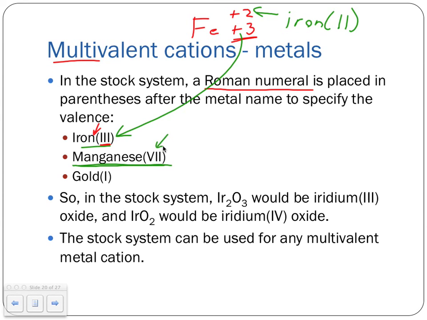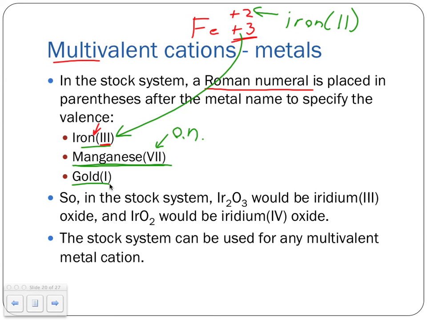This number right here is the oxidation number, or the valence. And so that's what we have there. Gold is another one that's multivalent. If you look at the periodic table, it's not one of our common rules. It's +1 or +3. In this case, it's +1.